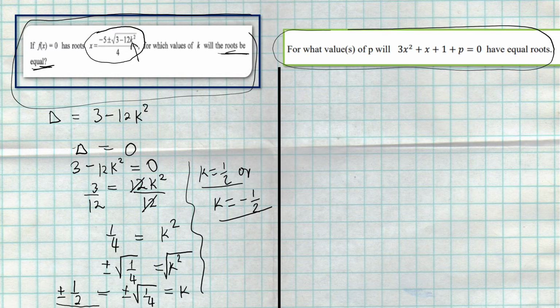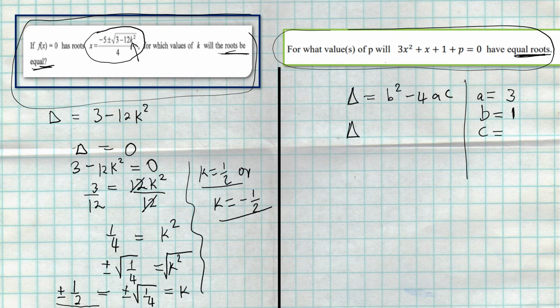So they said for which values of p will 3x squared plus x plus 1 plus p is equal to 0 have equal roots? In this case you must first check if your equation is in the standard form ax squared plus bx plus c being equated to 0, and we can see it's in that standard form. Then we can just calculate our delta. We know that delta is equal to b squared minus 4ac. So our a is anything that is multiplying with x squared, that is 3. Our b is anything multiplying with x, it is 1.